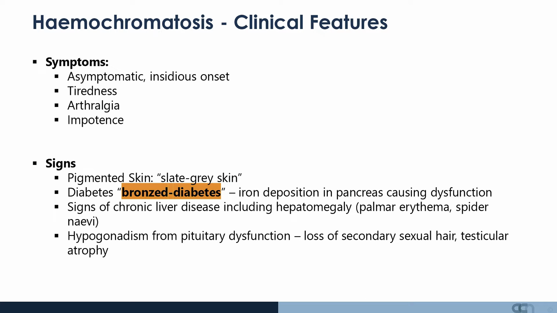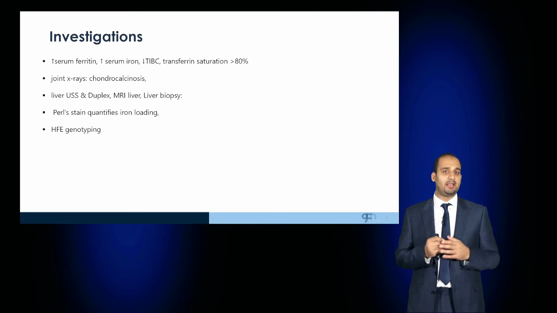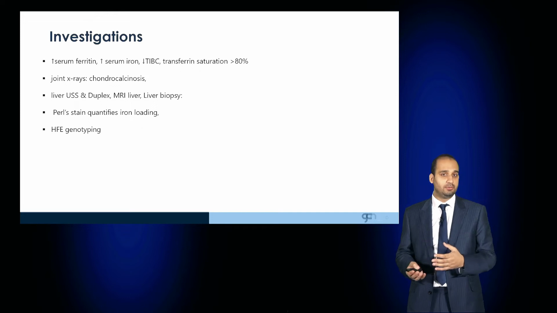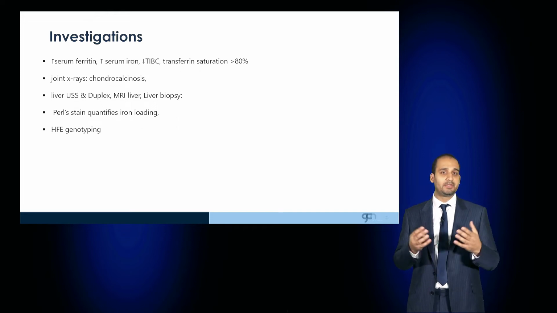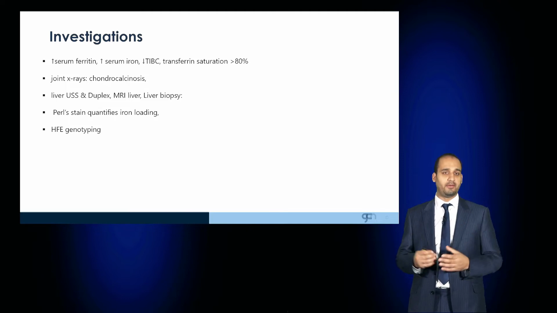Iron can deposit in the pituitary and the gonadal tissue, resulting in loss of secondary sexual characteristics as well as testicular atrophy. In order to investigate these patients, serum ferritin, iron should be sent, and these would be elevated. The total iron binding capacity would be naturally reduced as the excessive iron is binding to proteins, and the transferrin saturation would be very high.